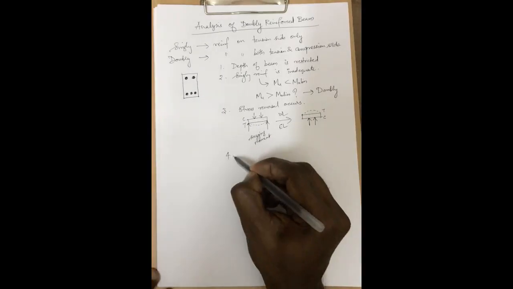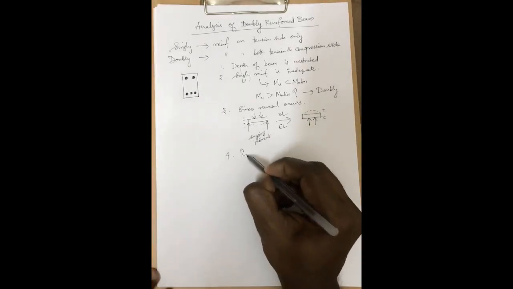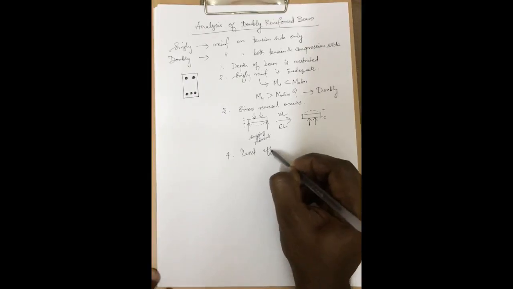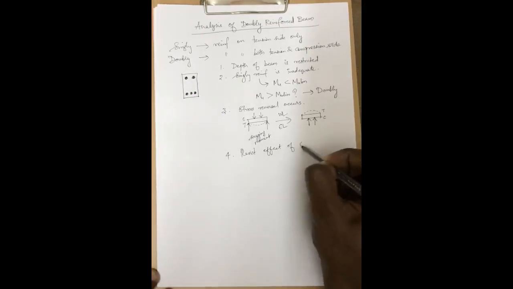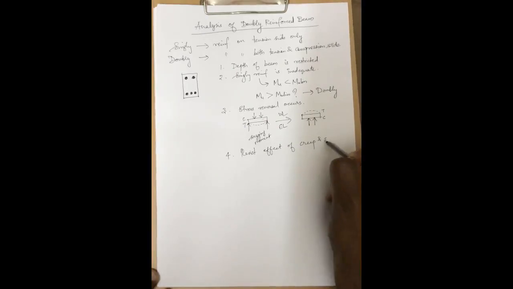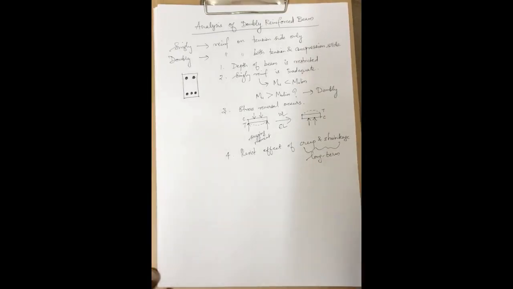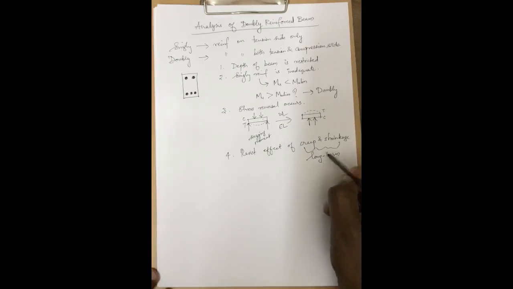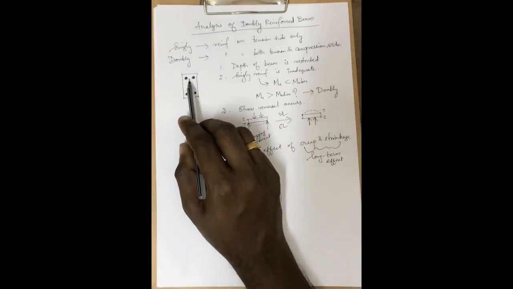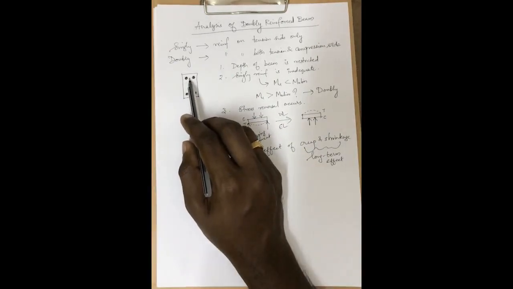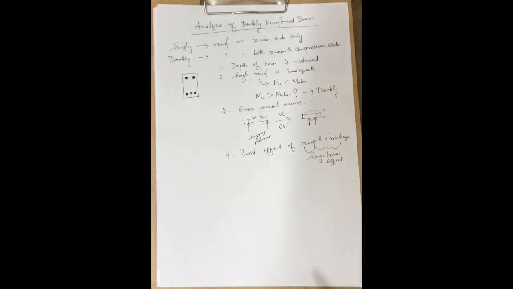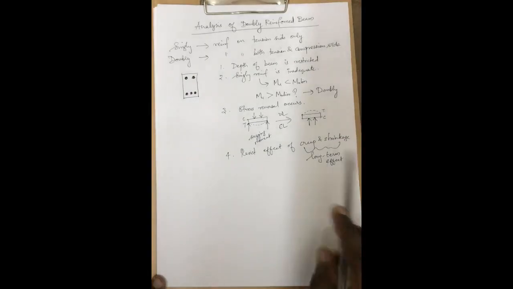And finally, to resist the effect of creep and shrinkage. These have long-term effects. As a result, the beam develops cracks due to creep and shrinkage, and you need some reinforcement to resist such cracks. Doubly reinforced beams are effective in resisting the effects of creep and shrinkage.